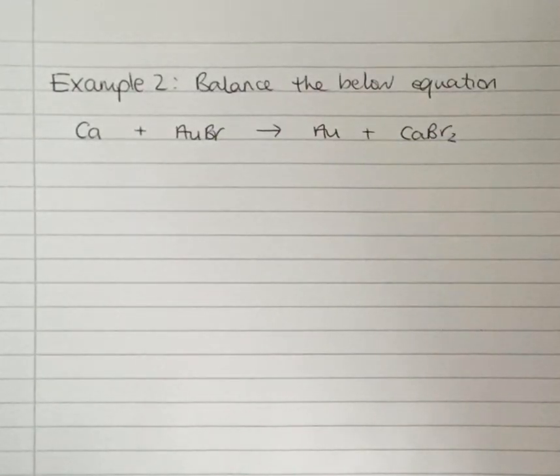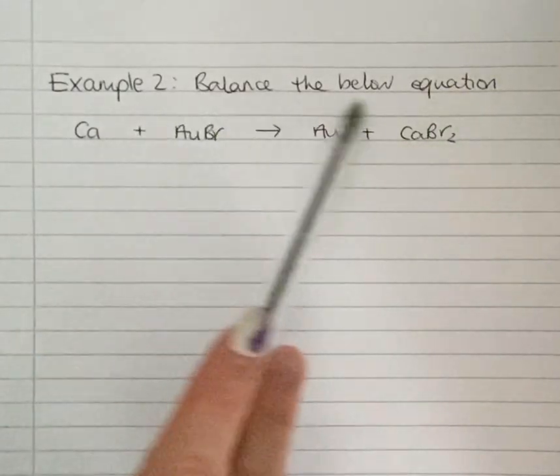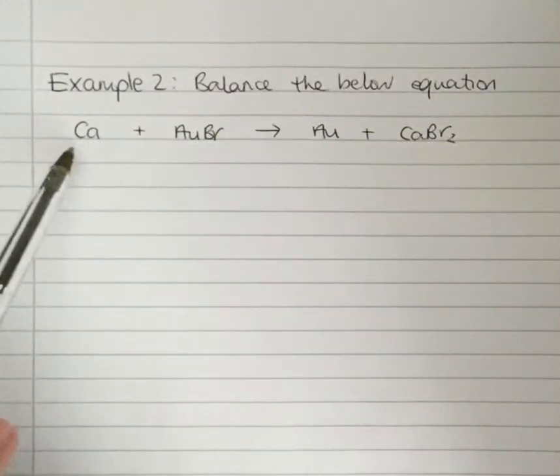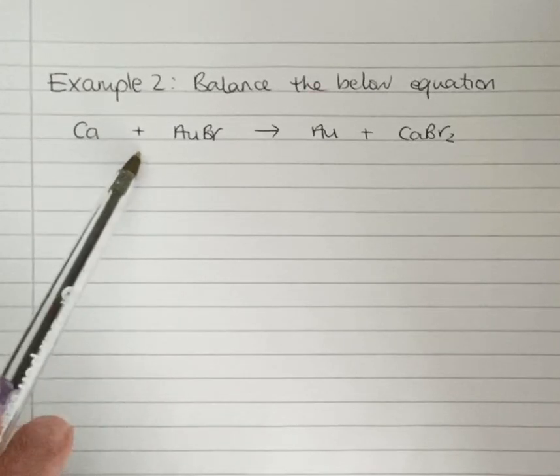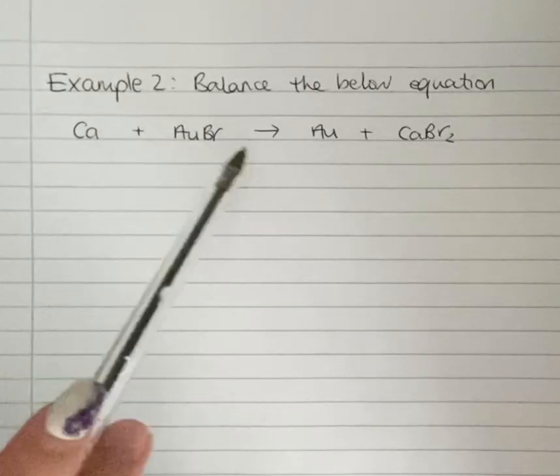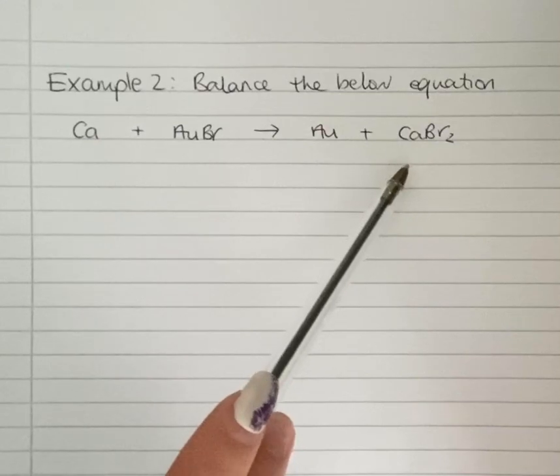Okay, so I'm going to talk you through example 2 the way I normally would have if we'd done it in the class on the board. So example 2 is asking us to balance the below equation. We've got calcium reacting with gold bromide, and that's going to produce gold and calcium bromide.